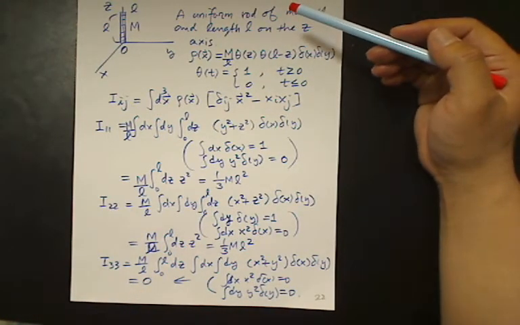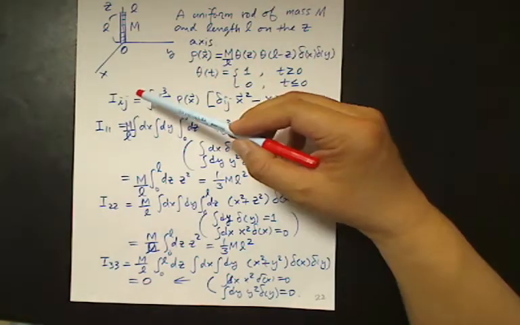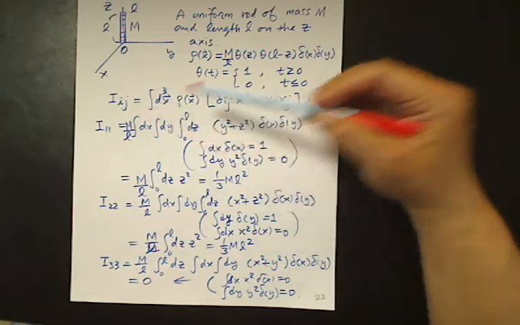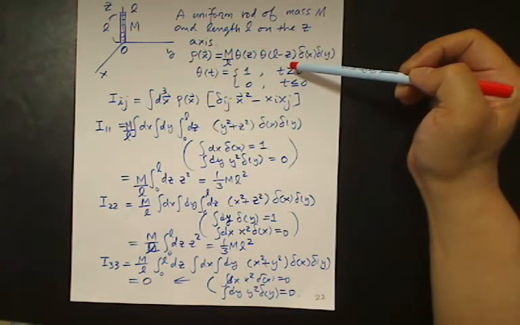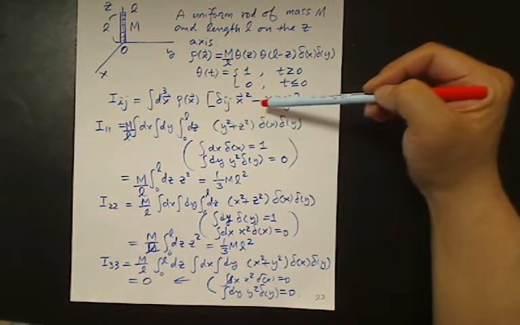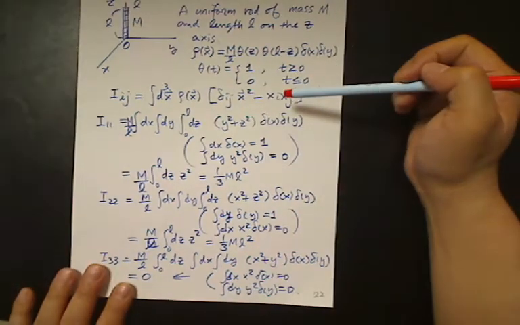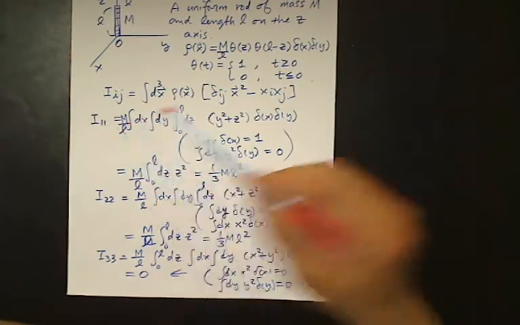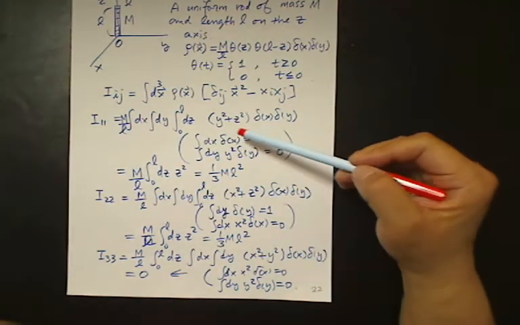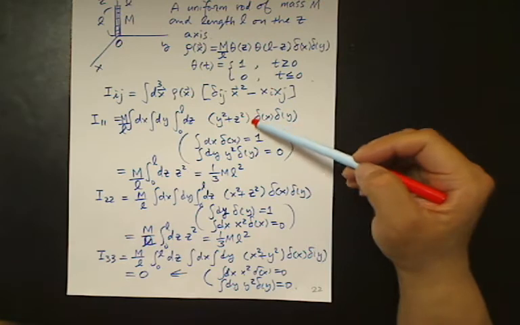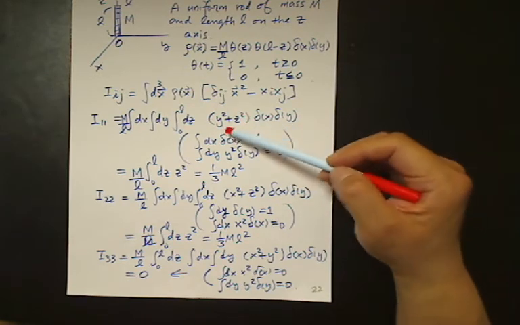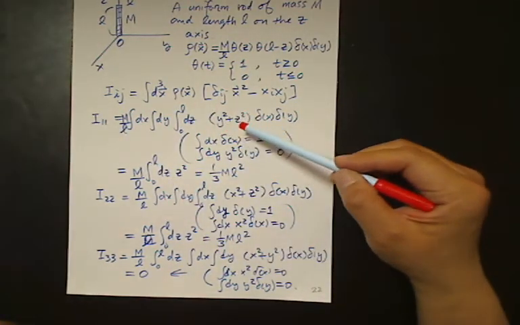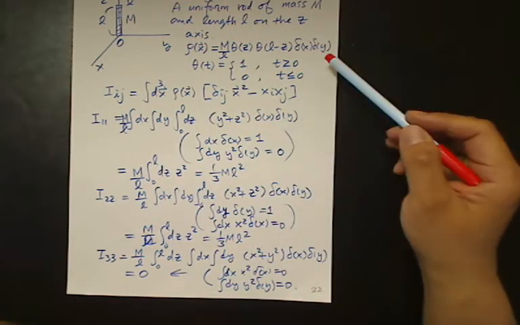Let us compute the ij element of inertia tensor by making use of this mass distribution. And we have tensor identical to the previous cases. And one element can be computed. The integral should be y squared plus z squared. The 1, x is missing, y squared, z squared. And we have a Dirac delta function.